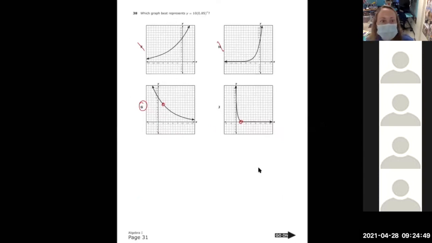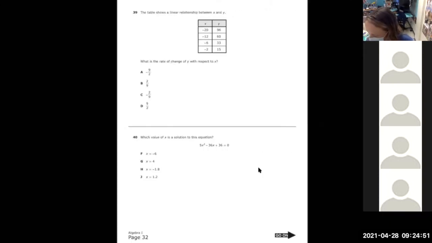All right, 2 more. The table shows a linear relationship between X and Y. What is the rate of change? Rate of change, remember, is slope. Slope is change in Y over change in X.